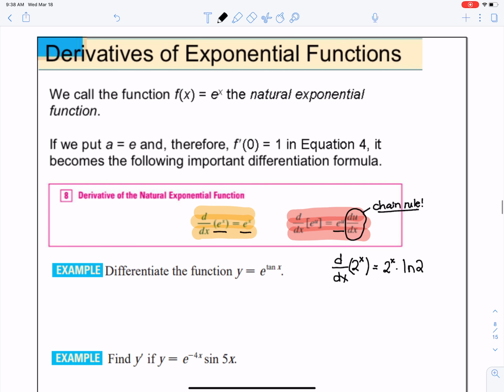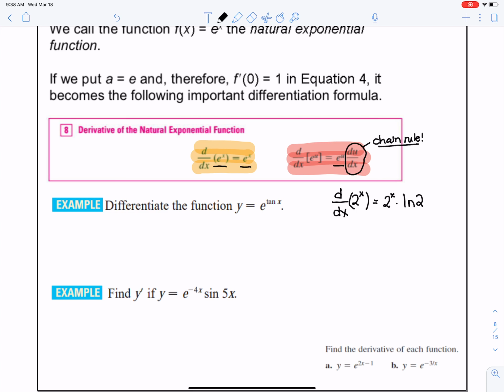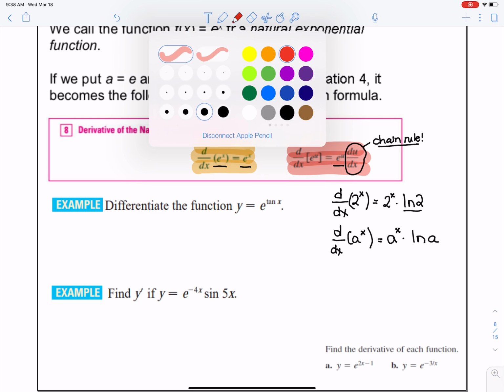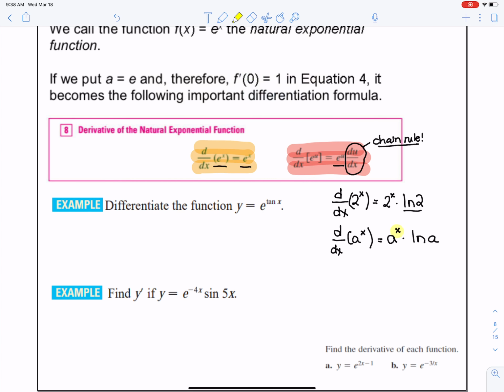So we also learned that the derivative of 2 to the x was 2 to the x, ln of 2, that extra constant of proportionality. The derivative of any base, a to the power of x, would be you leave it the same and you do ln of the base. Now again, if this x was not an x but a function inside of a function like 2x or x squared, you'd have to remember to do the derivative of that exponent using chain rule.